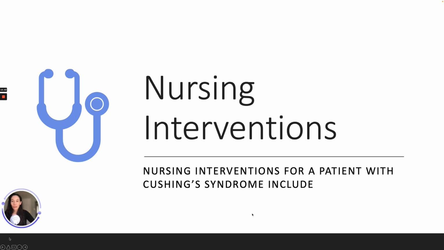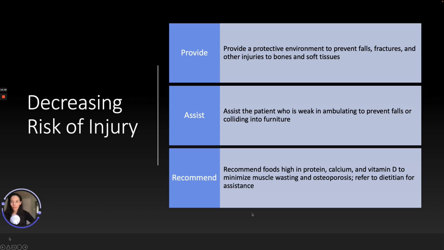Okay, so let's look at the nursing interventions for a patient with Cushing's. There are quite a few. So first, we want to look at decreasing the risk of injury. To do this, we want to provide a protective environment to prevent falls, fractures, and other injuries to bones and soft tissue. We want to assist patients who are weak in ambulating and prevent falls. We want to recommend foods high in protein, calcium, and vitamin D to minimize muscle wasting and osteoporosis. We can also use an interdisciplinary approach by having a dietitian for assistance.